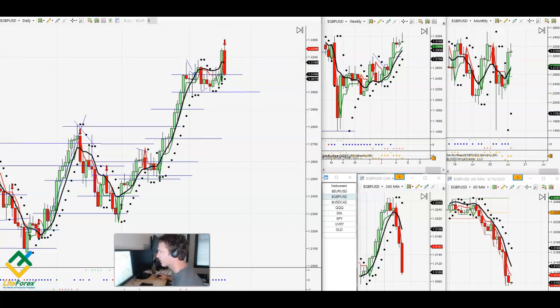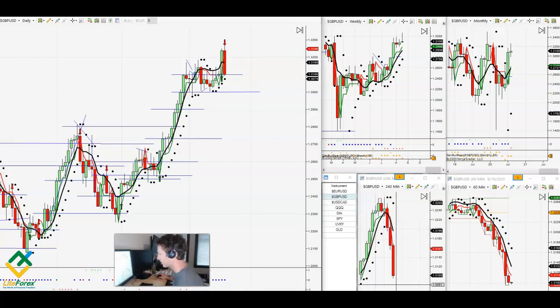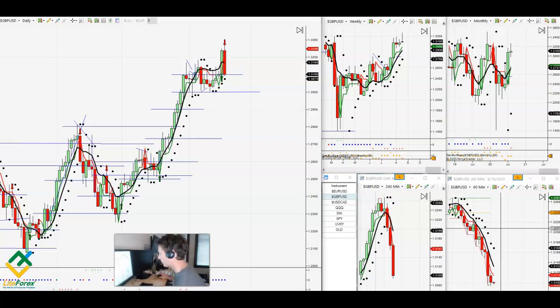But let's see if that 1.31 can hold, and look for that little rebound, because you know when you see something like this, a big collapse, you are going to get a bounce. And so look for that bounce, but I see this coming down.